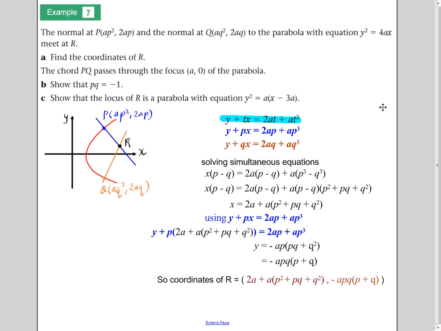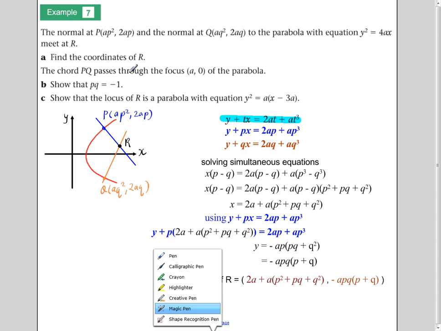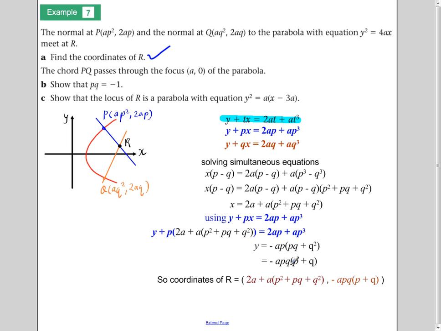So we now want to try to solve part C, where we need to show that the locus of R is another parabola, but it has this equation where y squared equals a bracket x minus 3a. Now, we've got two things earlier. First of all, we know the coordinate of R is this. We also know that PQ is minus 1. So we're going to use this one here and this one here and PQ equals minus 1 to try to find what R is.